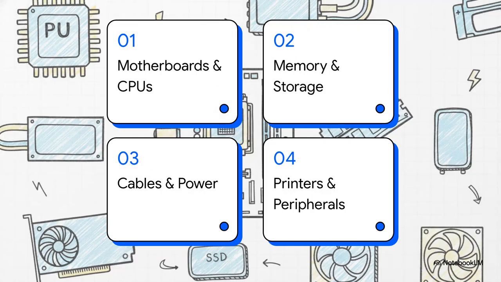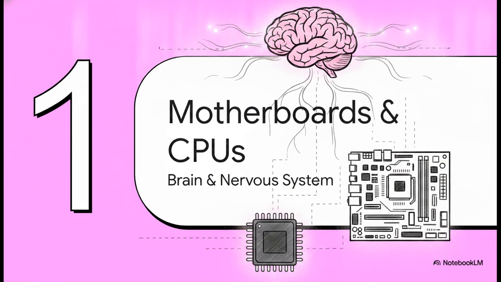Okay, let's dive right into this and look at our agenda. We're breaking this domain down into 4 easy buckets. First, motherboards, CPUs, and cooling. Second, memory and storage. Third, cables and power. And finally, printers and peripherals. All right, starting things off with Section 1, motherboards, CPUs, and cooling.